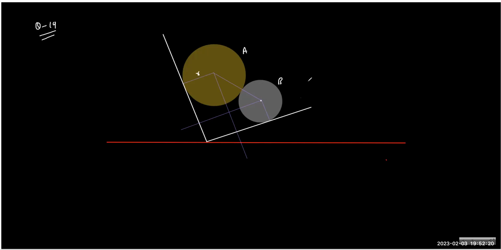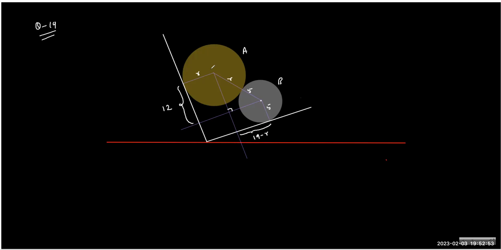Tell me, guys. 5. Very good. So if this is 5, so this is how much? 12. Because the entire thing is 17. And if this is R, so how much is this? 19 minus R. Very good. And because this is R, this is R plus 5. So you can use the Pythagoras.